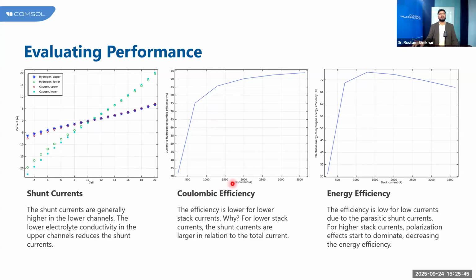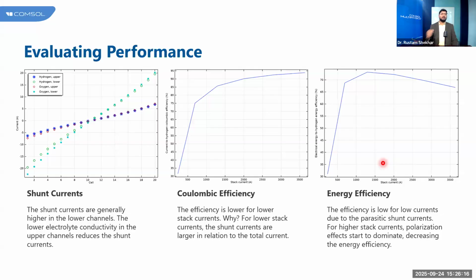When the stack current varies from, let's say, 500 to 3,500, the efficiency goes up. When we operate at lower current, the Coulombic efficiency is less. But when we operate around 3,000 or 3,500 ampere, the efficiency approaches almost 95%. These kinds of polarization curves can also be obtained, and now we can see the energy efficiency. So these are two different types of efficiency.